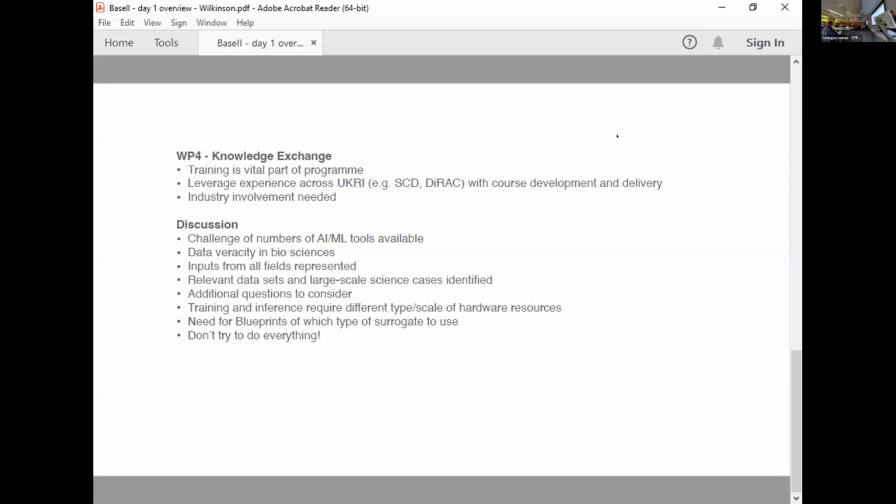The other interesting thing was the value of blueprints on which type of surrogate models to use. People are using surrogate models, but no one has time in any given field to study all the different types of surrogates they could do. So what would be good is if Bayes can produce some indication of, if you have this type of problem, here are two types of surrogate you might want to consider. That would be a useful way to narrow things down.